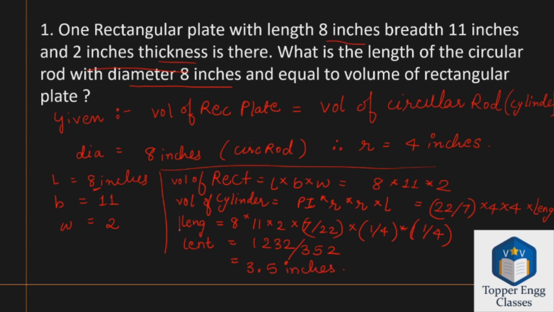Now I have done this because it was given in the question that the volume of the rectangular plate is equal to the volume of the circular rod, and we have to just find the length. So by solving both the equations, putting them in front of each other as RHS and LHS, we get the expression of length, from which we calculate our length. That is what was asked in the question. So our answer is 3.5 inches.